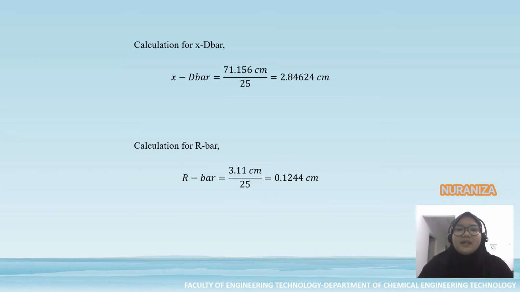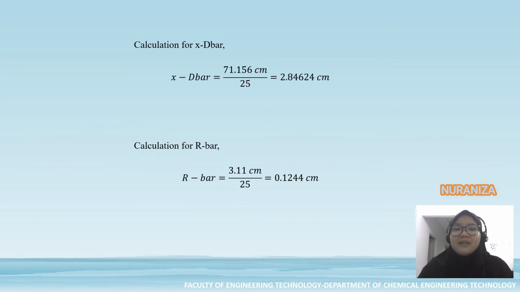And the calculation for R bar is also the same. After the R for each sample is calculated, the total of all 25 samples is added up and then used to calculate R bar, where the total of the R for 25 samples is about 3.11 centimeter.